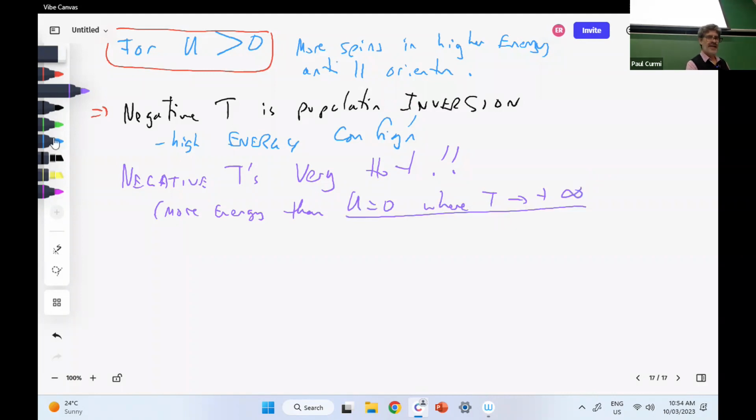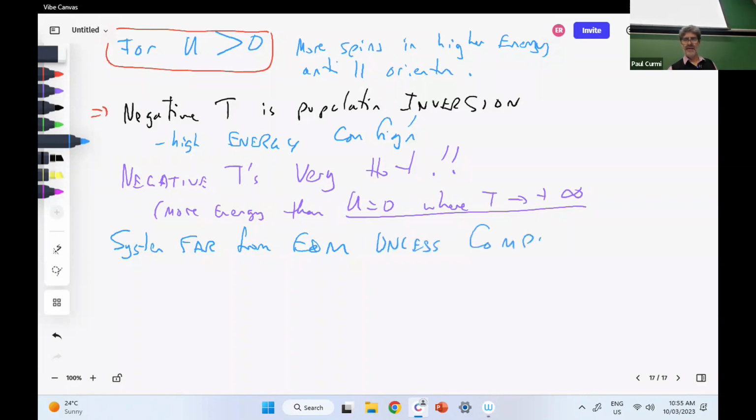So normally this system is far from equilibrium, unless completely isolated. Okay, so if this system was in contact with anything else, including internal vibrational modes or anything else, it would dump energy into them and the population inversion would revert to a normal Boltzmann distribution. Okay?